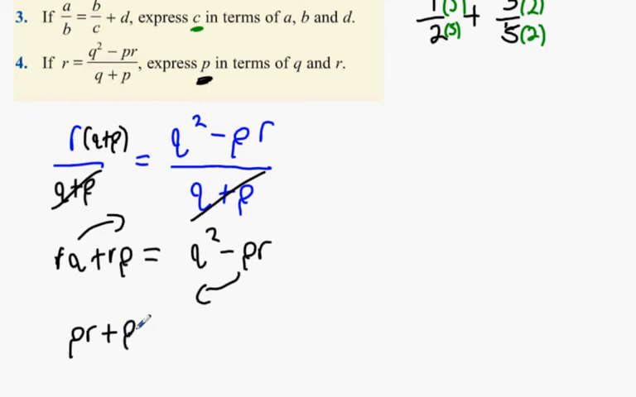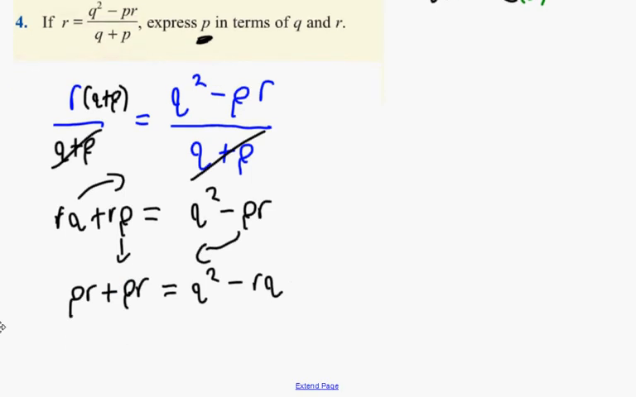So it's PR plus PR equals Q squared minus RQ. Is that right? How do you turn 2 P's into 1? We did it earlier. We're going to factorize.